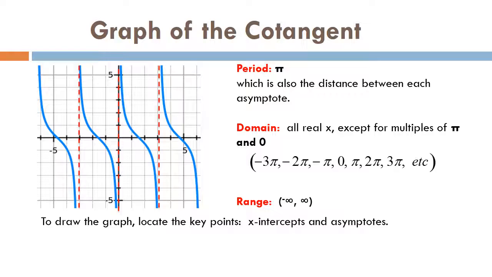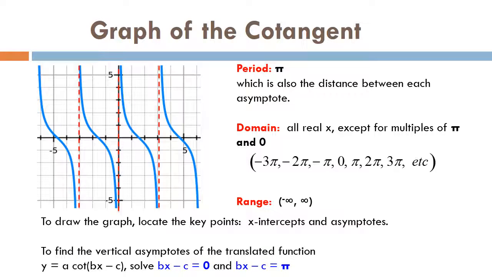And again, like tangent, you want to locate the x-intercepts and the asymptotes, and getting a point on each side of the x-intercept is a good idea as well. To find the vertical asymptotes when the graph has been translated, solve bx minus c equals 0 and bx minus c equals pi.